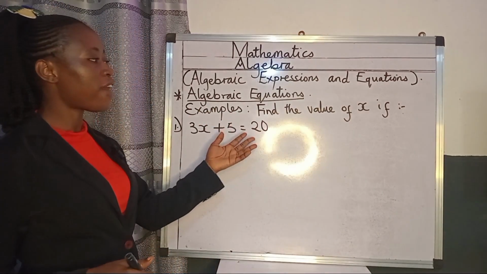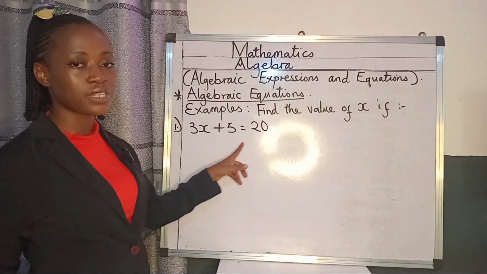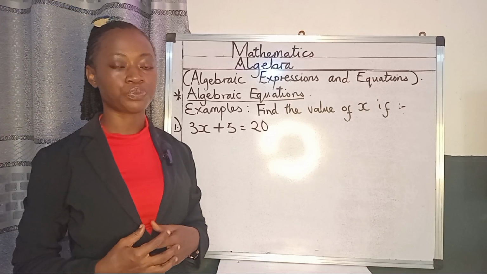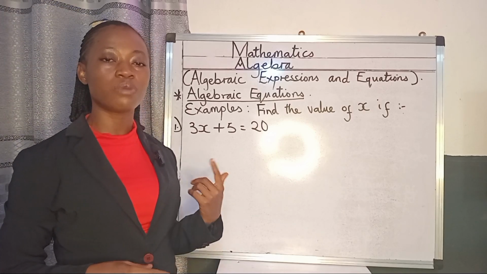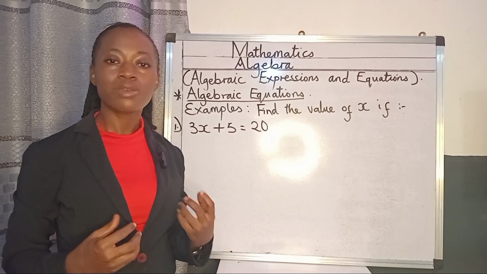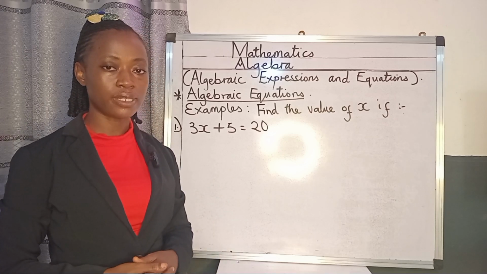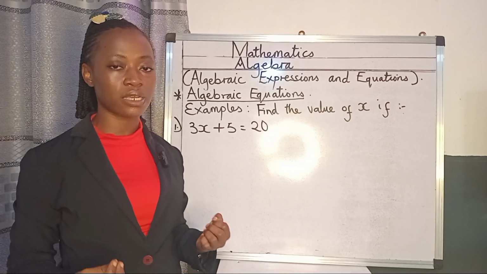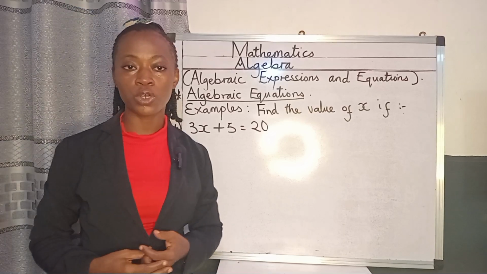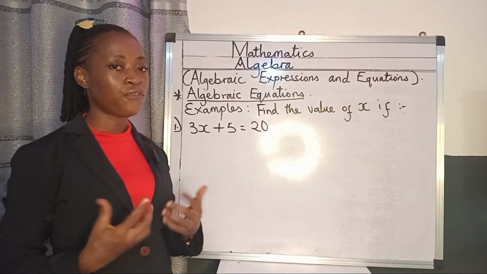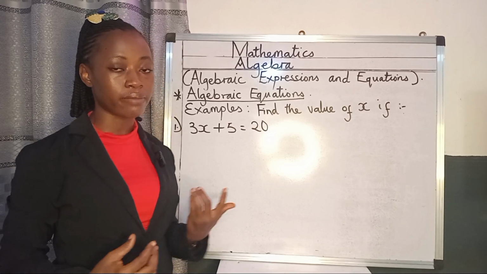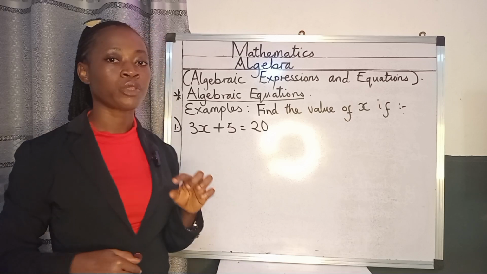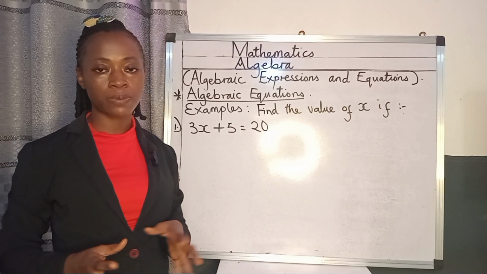Now the question says, find the value of x if 3x plus 5 is equal to 20. Before we start solving, there are things you should take note of. There are some terms that would help you when you are solving algebraic equations, like what we call collection of like terms. If you don't know how to collect like terms in mathematics, please drop in the comment section. I'm going to make a tutorial on how to collect like terms in an expression.